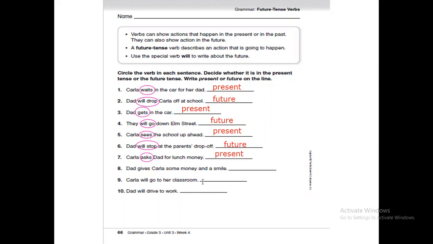Dad gives Carla some money and a smile. Gives, present. Carla will go to her classroom. Will go. We have will, so this is future. Let's write future. Dad will drive to work. Will drive, future.